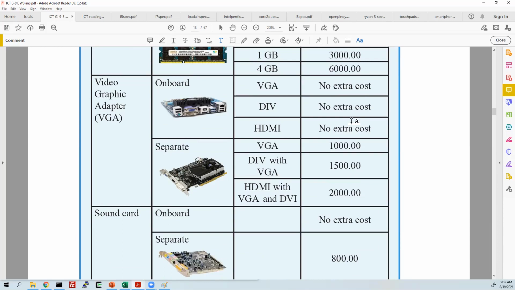But let's say you are going to get it separately. If it is a VGA, then you have to pay 1,000. DVI with VGA, then 1,500. HDMI with both VGA and DVI, it's 2,000. So select what you need and also the port, what port you need. And then put the price.